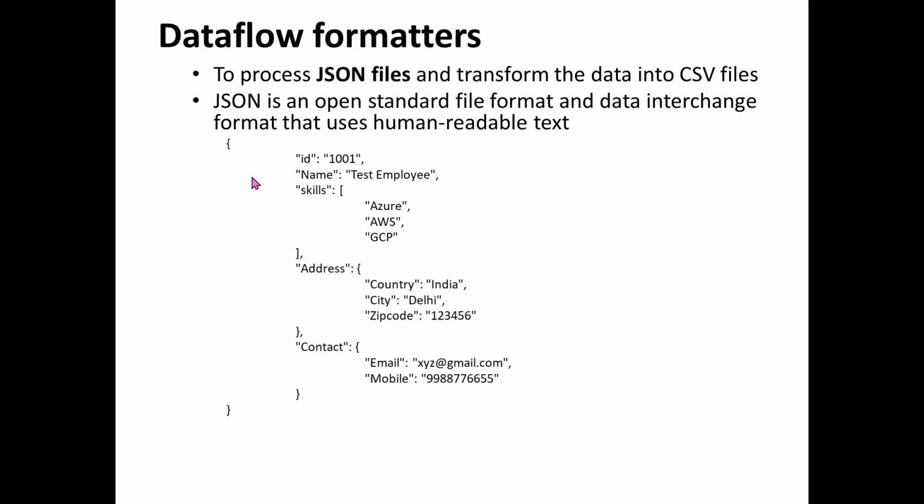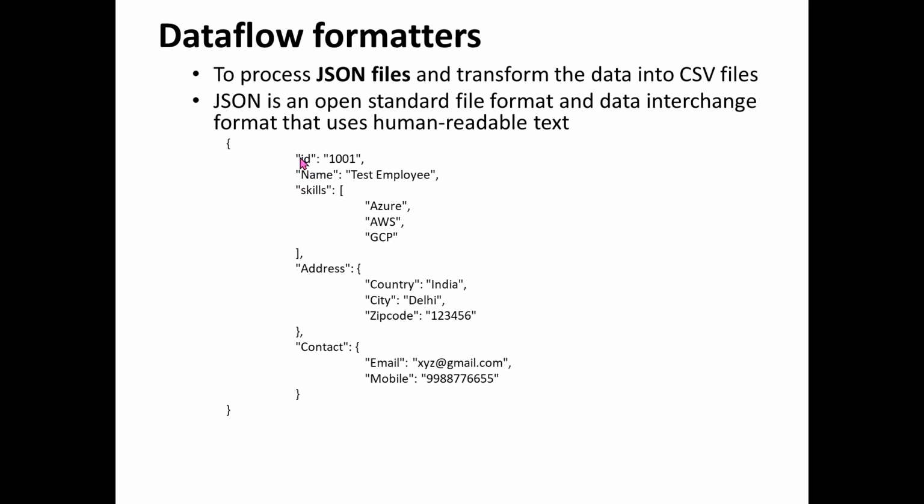For example, if you see ID, 1001, name, there is an employee name, and skills. One can have multiple skills. For example, this employee has Azure, AWS, and GCP, all the skills. All the skills are appearing in this format. Again, address is spread across multiple lines. There is a country, a city, a zip code, and then there is a contact. There is an email and a mobile and so on and so forth. So normally, it's not in a tabular format.